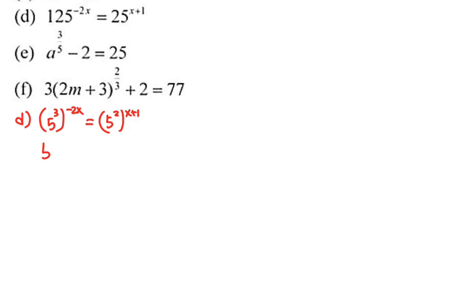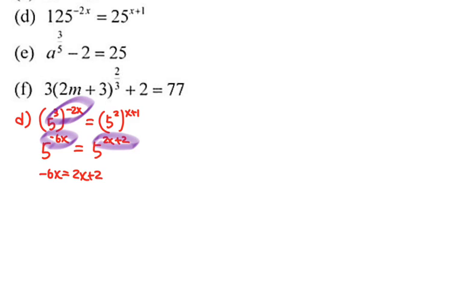Then between two exponents, we got to multiply them out. So we get 5 to the negative 6x power on the left side. How about on the right side? You see 2 will distribute to x plus 1. So we get 2x plus 2 would have been the exponent of the right side. Now then, when you set this one up, since bases are the same, just like the earlier one, you can set the exponents to be equal to each other. Then we get negative 6x must be equal to 2x plus 2.